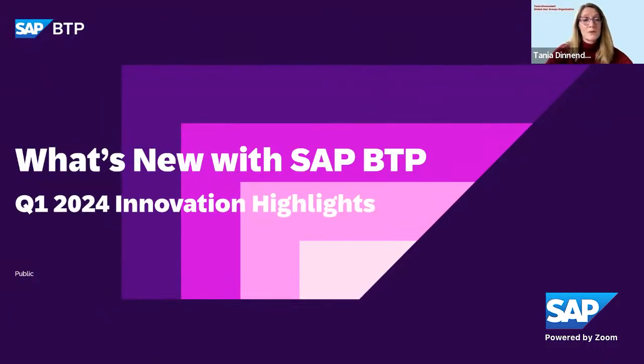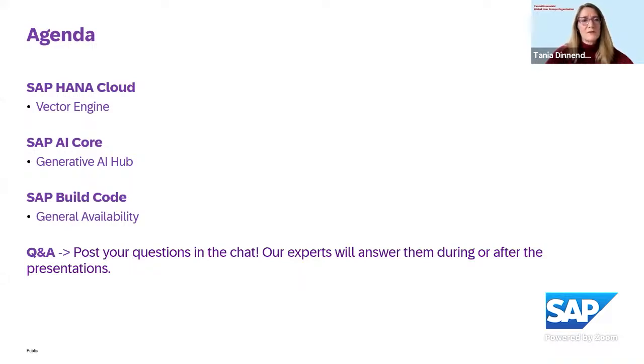And here it is. So what's new with SAP BTP in Q1? Our innovation highlights we decided to share with you. These are Vector Engine, part of SAP HANA Cloud, the Generative AI Hub from the AI Core, and the new product, SAP Build Code, which you have heard about. It is now generally available. After the presentations, we have time for your questions. So please post your questions in the chat, possibly connect them with the topic so that the experts will know what you are asking exactly.